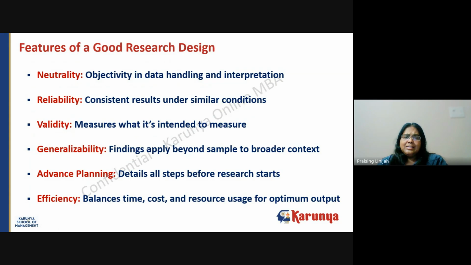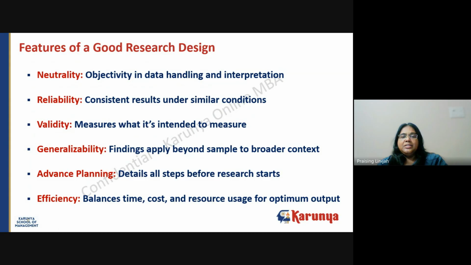Okay, so first, we can call a research design valid and good when we see a character of neutrality, which means it ensures your data handling and interpretation is based on a clear objective and not influenced by any kind of personal bias.